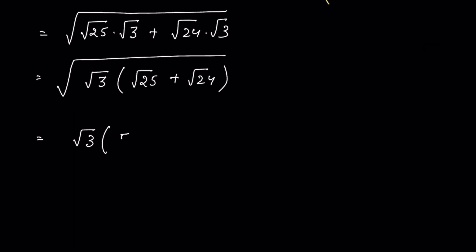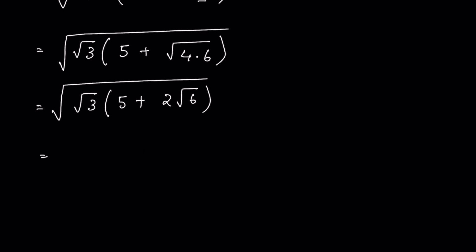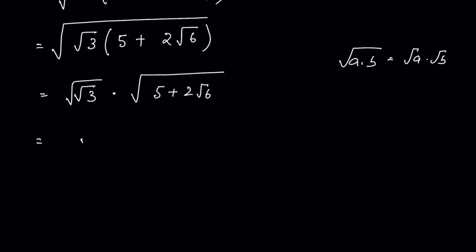Or square root of 3 times, square root of 25 is 5, plus square root of 24, we can simplify as 4 times 6 under square root, then all under square root. Or square root of 3 times 5 plus, this will be 2 times square root of 6. Or when a times b is under square root, we can write it as square root of a times square root of b. So this we can write as square root of 3 under square root, then times 5 plus 2 times square root of 6 under square root.